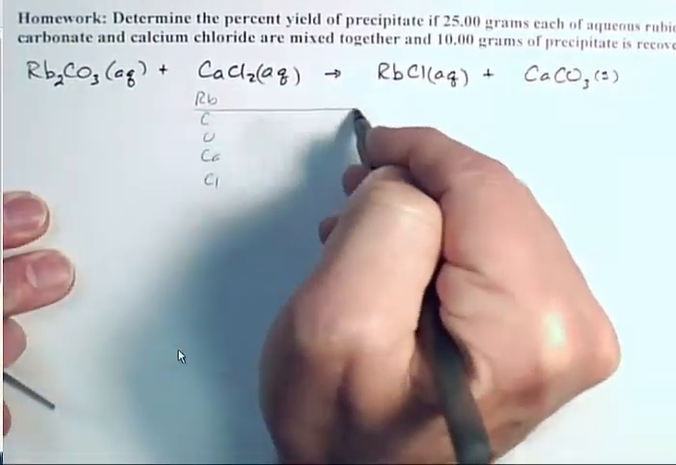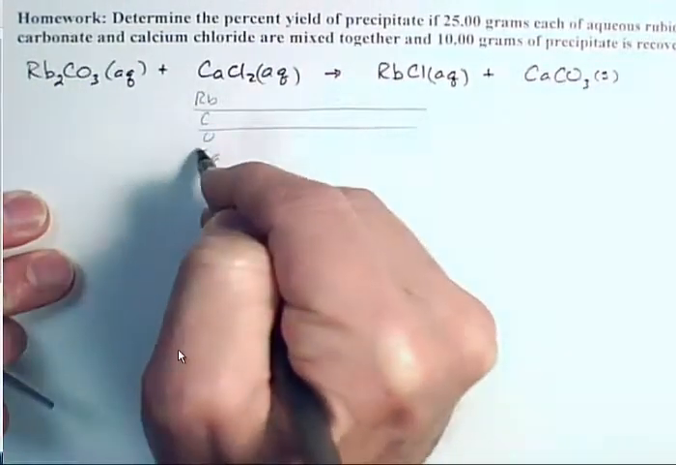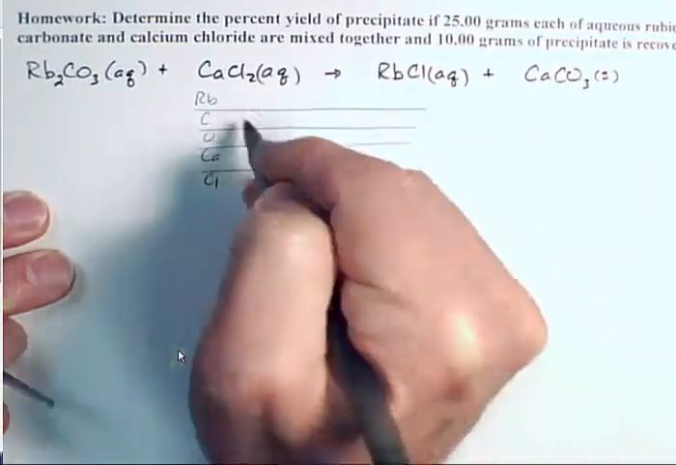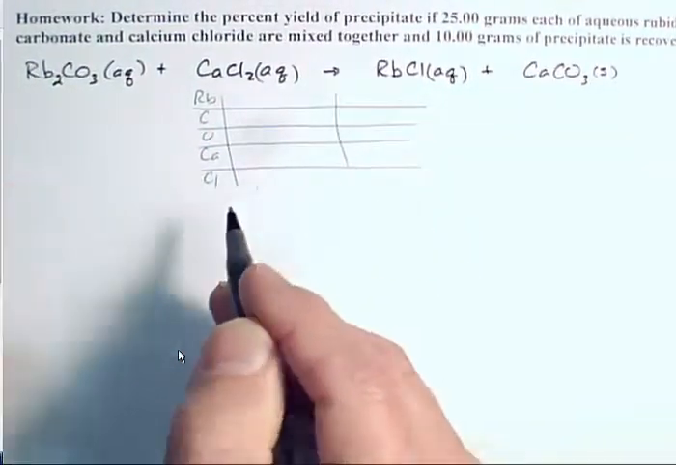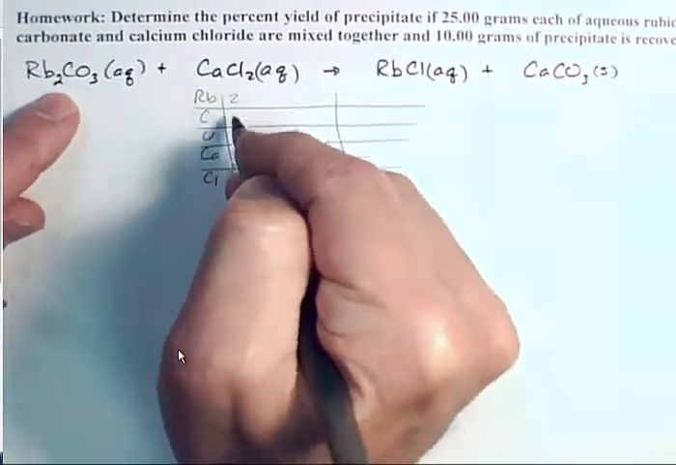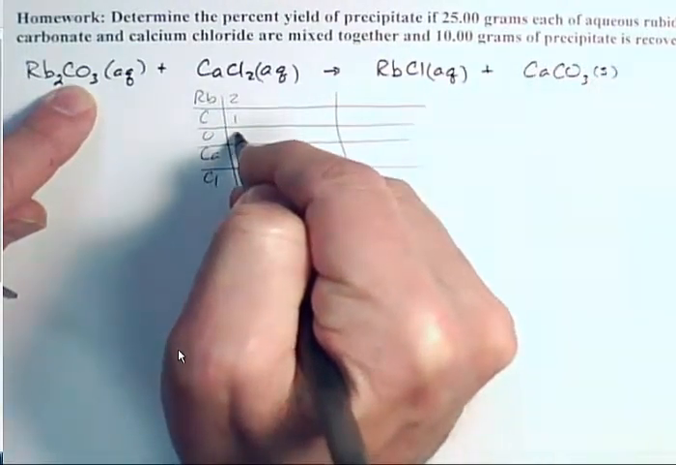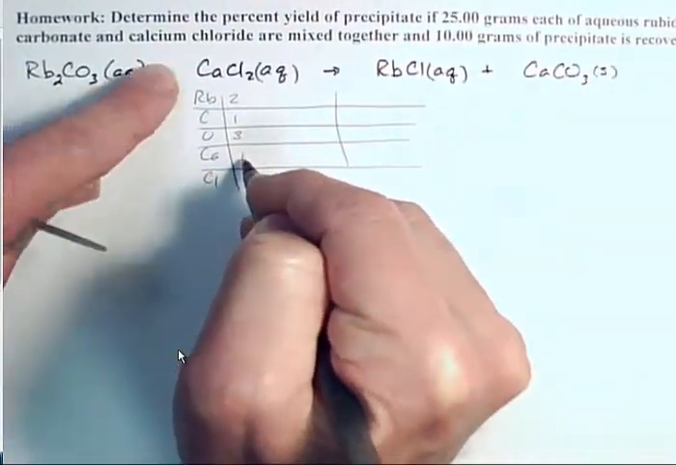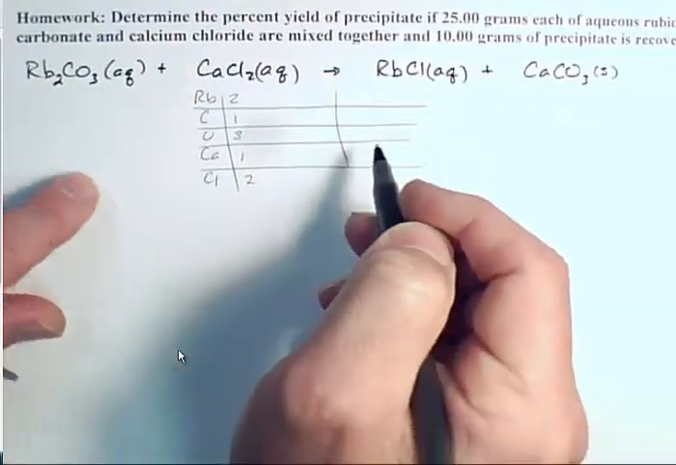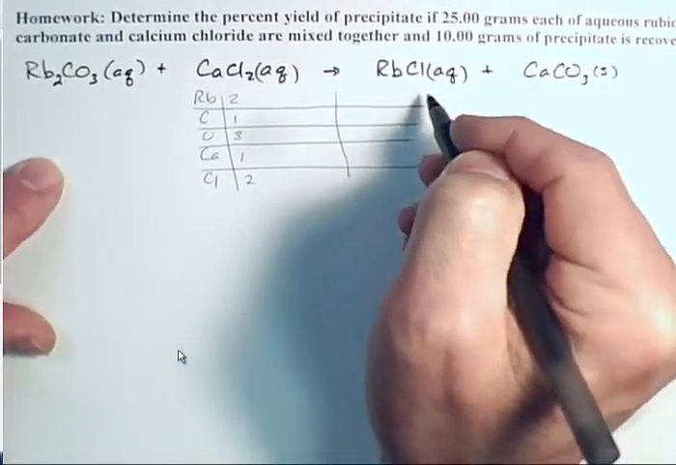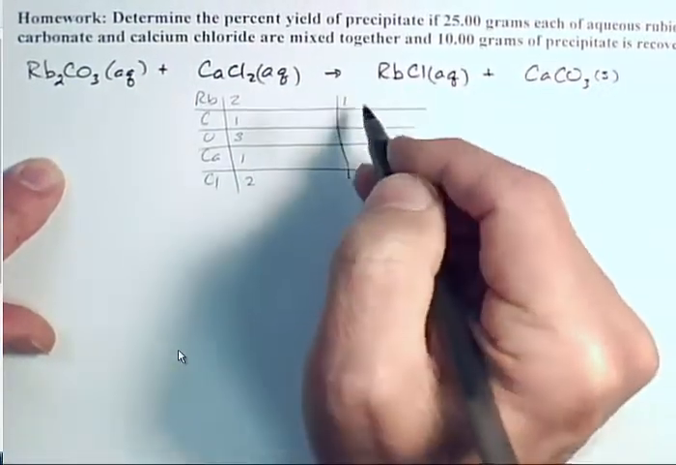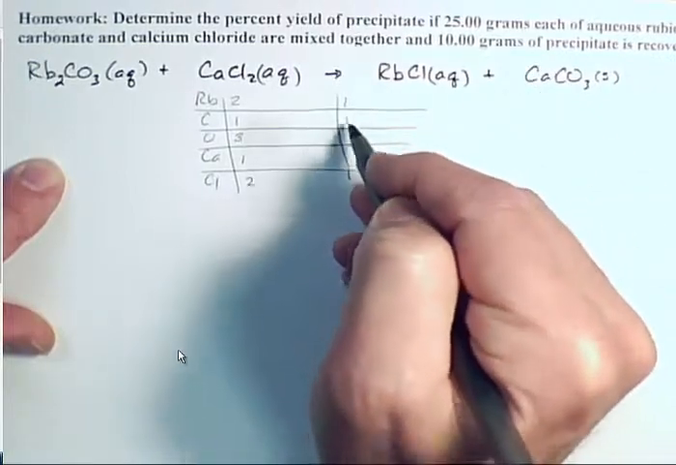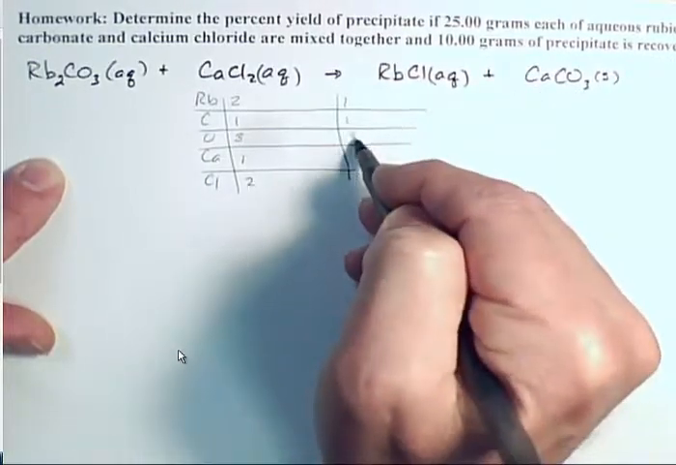We need a grid here to do an atom inventory and balance the equation. And so I'm going to start with 2 rubidiums and 1 carbon and 3 oxygens and 1 calcium and 2 chlorines. And over on the other side of the equation, I've got 1 rubidium and I've got 1 carbon, 3 oxygens.